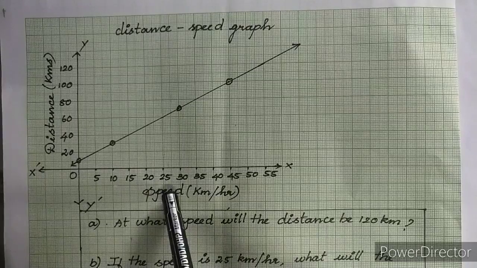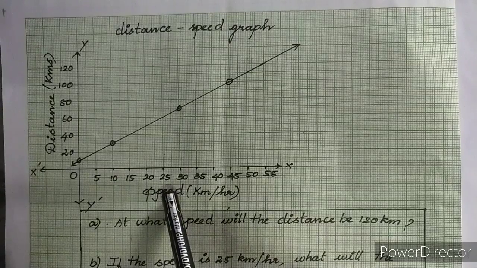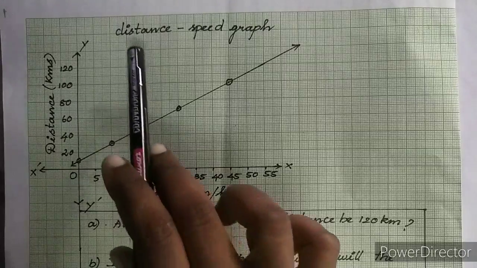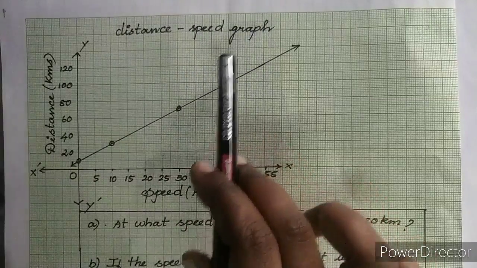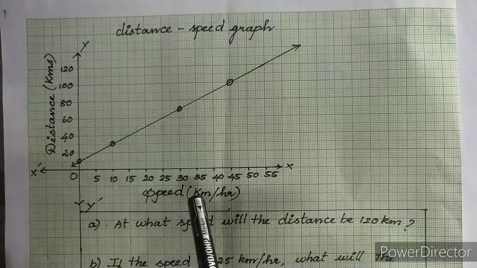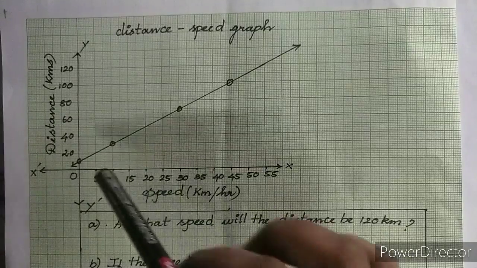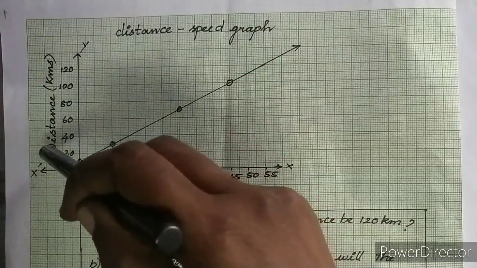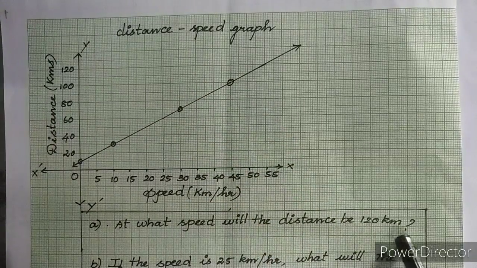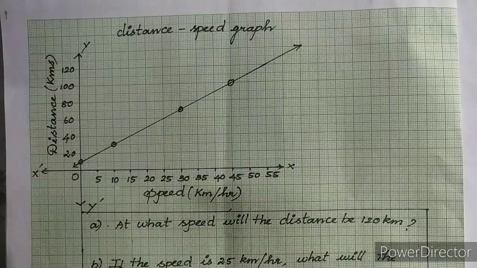Hello students, in this video we will learn how to study the graph and answer the questions asked. We are given a distance speed graph. In this distance speed graph, the x-axis represents speed in kilometers per hour and our y-axis represents distance in kilometers, and we are going to answer all these questions asked.